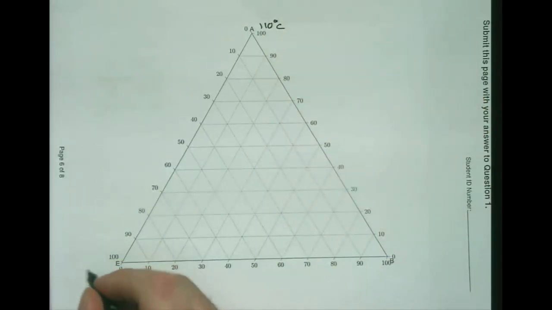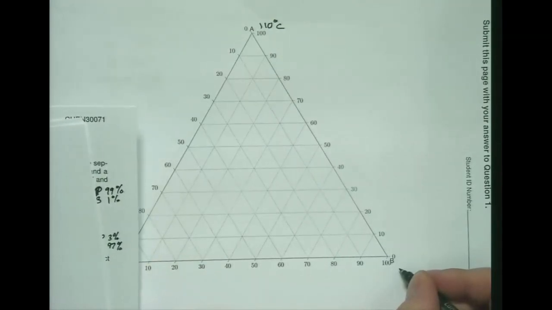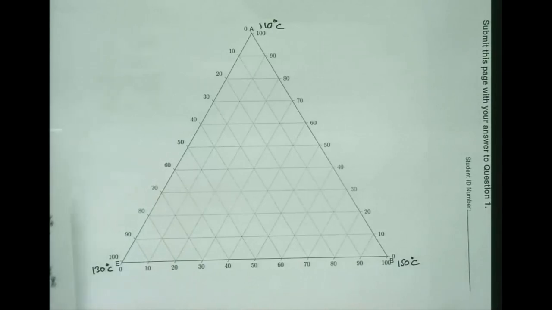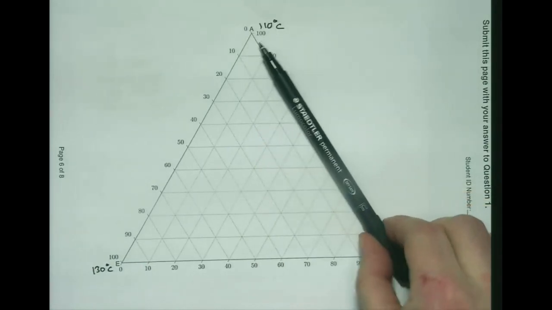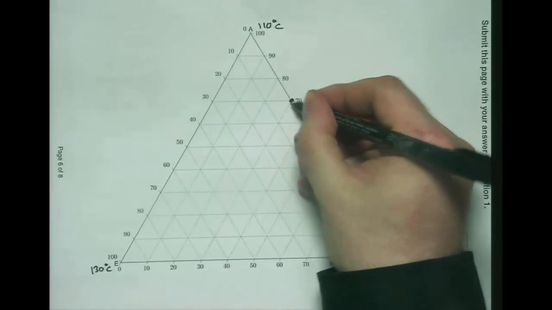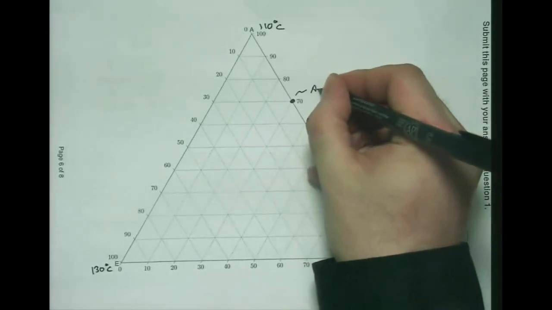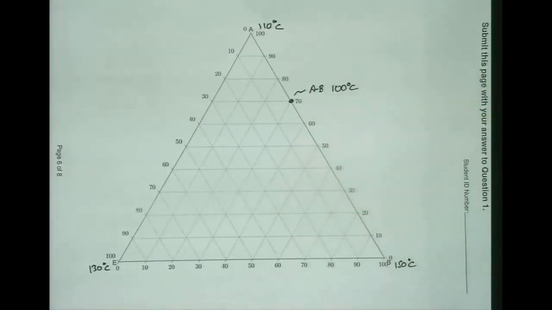110, E is labeled for you in this corner, 130, and B is 150. Right, we have an azeotrope between A and B at 70% A. So we know it's only between A and B, so it has to be on this axis here. And it's at 70% A, so we can just count up 50, 60, 70%. So that's our AB azeotrope. And that's 100 degrees C.